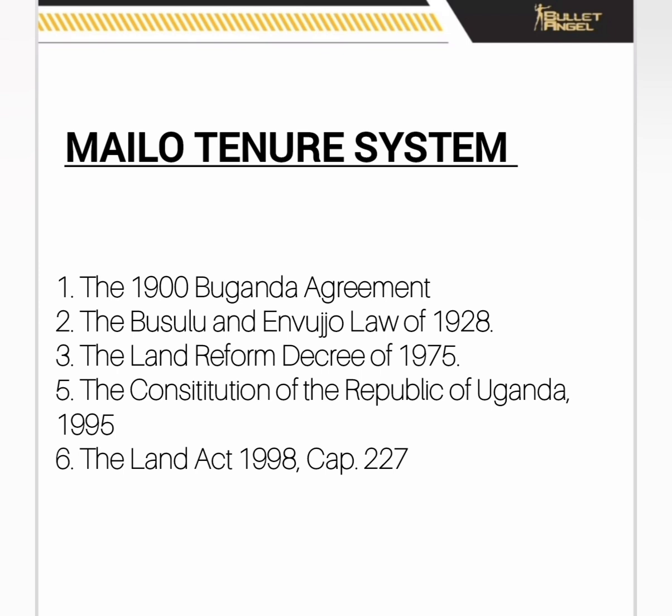The constitution under Article 237(8) provides that all persons in lawful or bona fide occupation of Mailo land shall enjoy security of tenure until Parliament enacted an appropriate legislation regulating the relationship between such occupants and the registered proprietors. So let's look at what Parliament enacted. Parliament then enacted the 1998 Land Act, right?